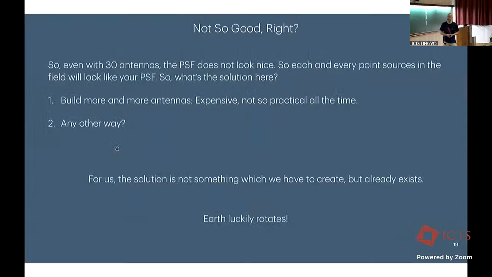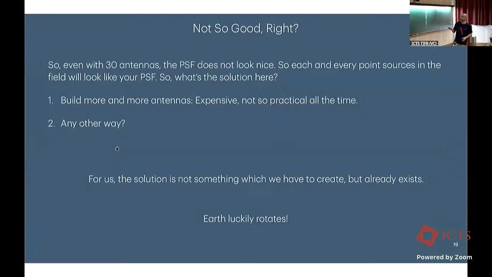But if you think of something like the uGMRT or the VLA, where you have lots of baselines and a nice setup, you actually get a much nicer point spread function just from a snapshot. So the solution here, of course, is to build more antennae, because what you saw here is just a snapshot, right? So it's just one integration.